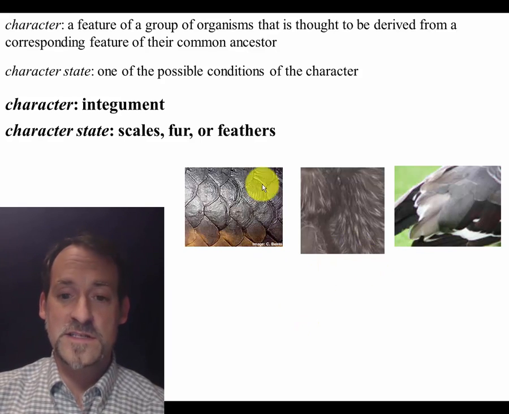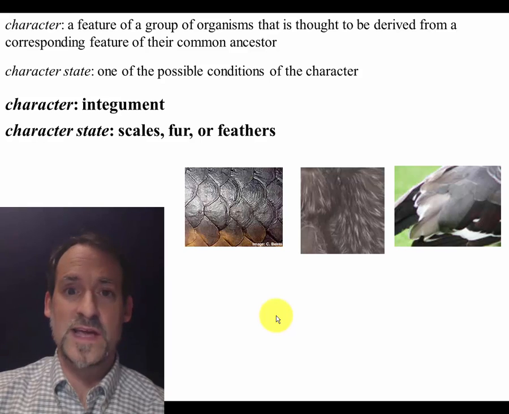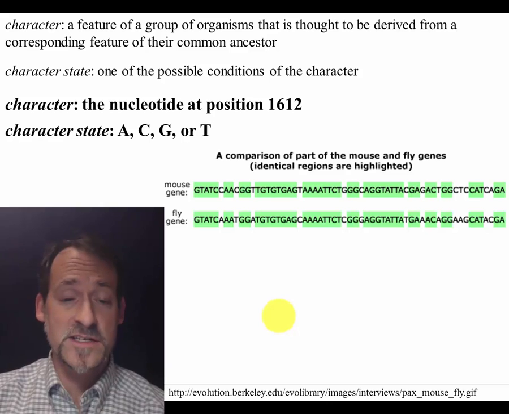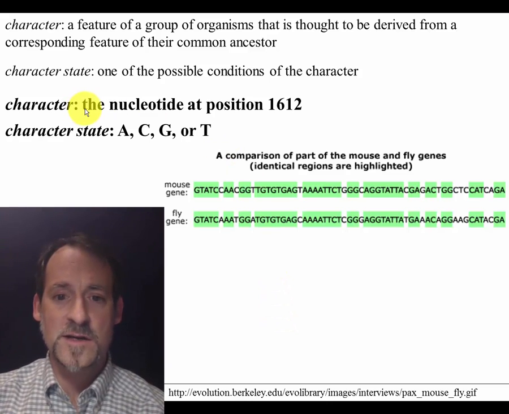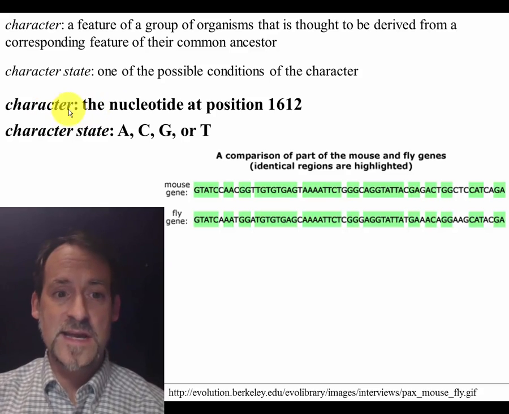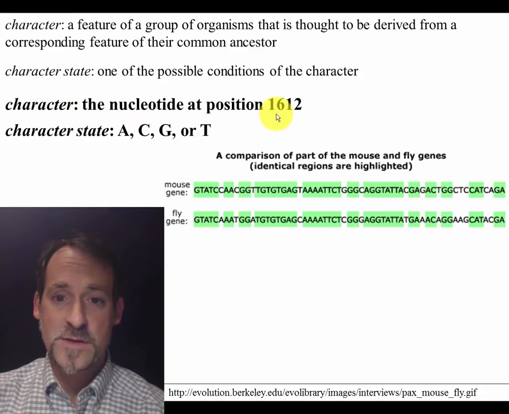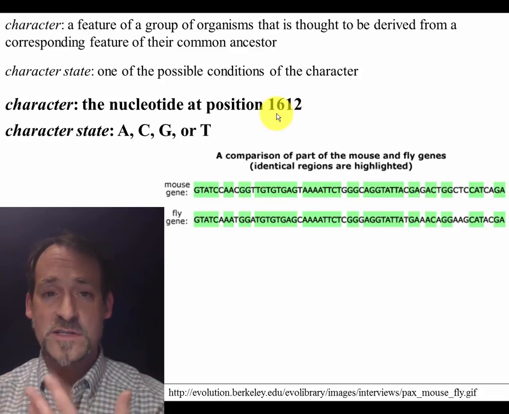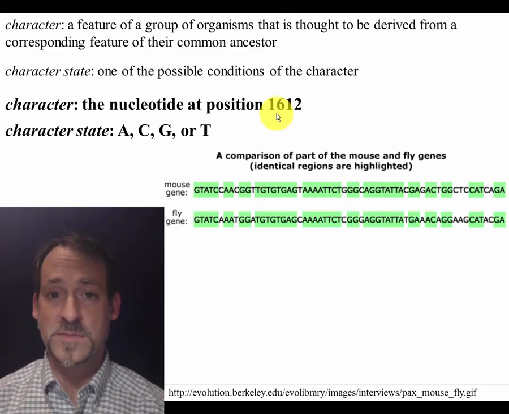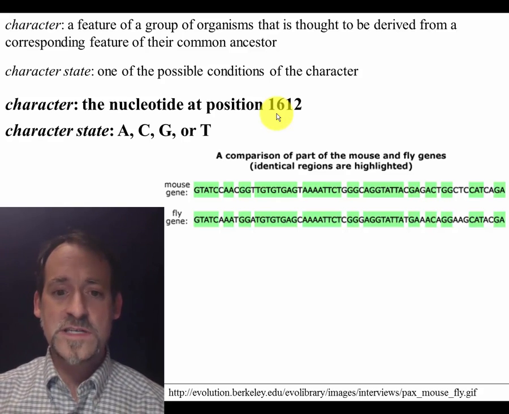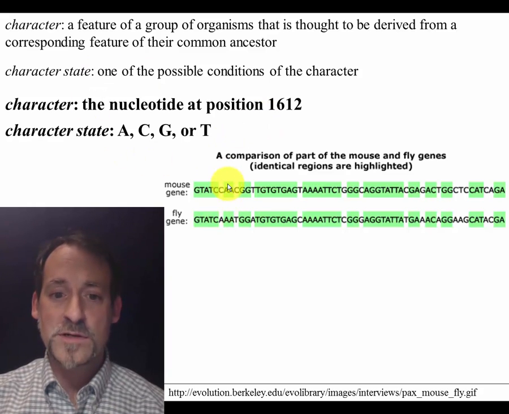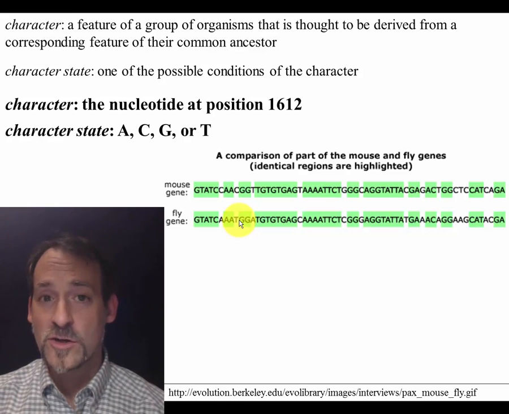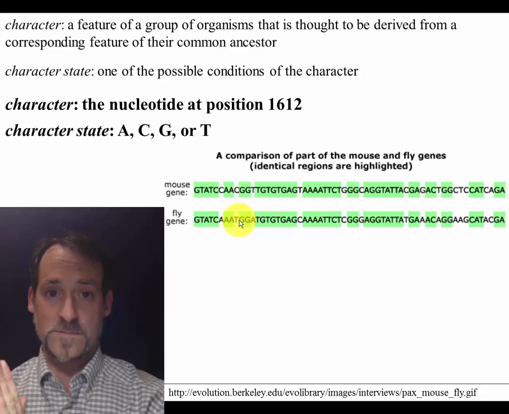More often than seeing these morphological characters, these days what you're likely to see are phylogenies that are built on molecular characters, in other words, genetic sequences. In this case, you'd be looking at a particular locus, and a character would be whatever nucleotide is at position 1612 at that particular genetic sequence. It could be an A or a C or a G or a T. Those are the possible character states. And so each position in a particular gene, in fact, every nucleotide in an entire genome is a separate character.